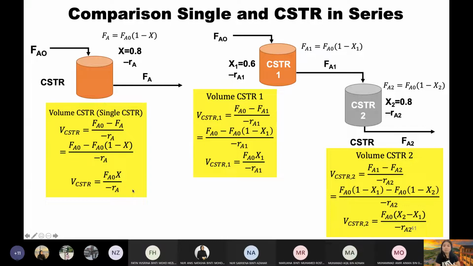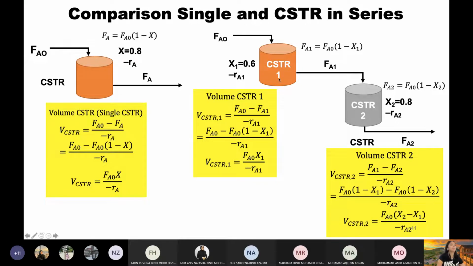Yang ni kita dah pernah buat untuk single reactor. Okay, so this is nothing new. This is what you have learned for single reactor. Formula untuk cari volume dia is equal FA naught X per minus RA. Okay. Now, I want to do for reactor in series. So, part ni yang kamu kena faham. Kita kena faham single, baru kita boleh faham macam mana kita nak buat untuk reactor in series.